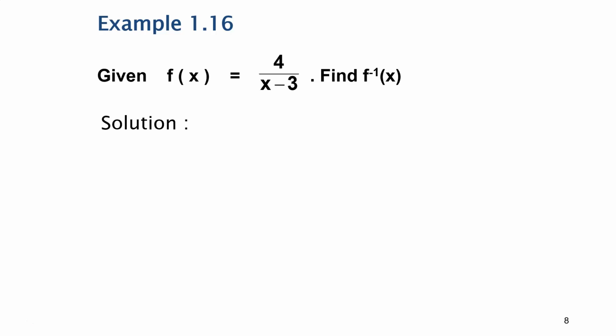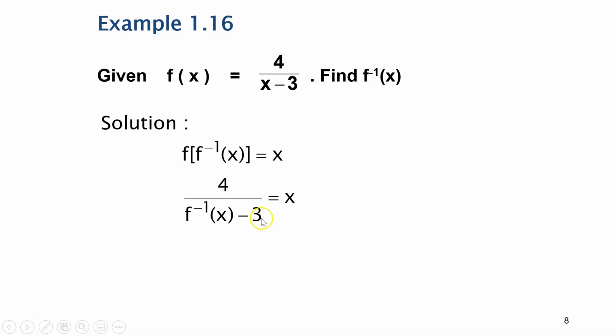Let's see more examples. Given f(x), you have the original function. You need to find the inverse of it. So how do you find it? This one we're going to use the formula. Previously I mentioned we have two ways, whether you want to use the formula or the substitution. So I use the formula first. We use this formula, f times f inverse, you get x. So what you have is 4, and then you get f inverse minus 3.